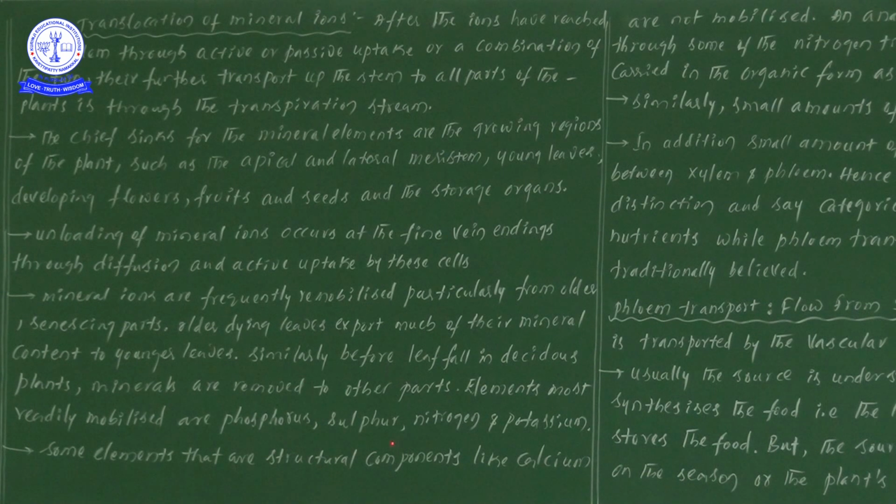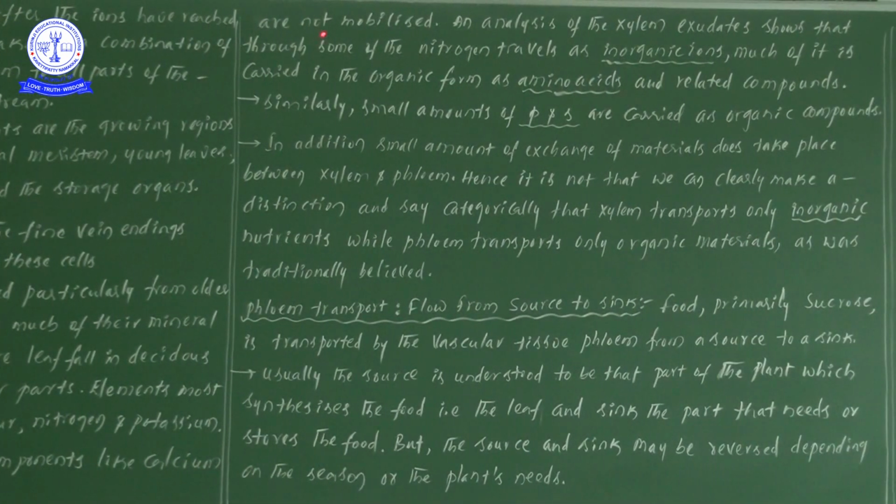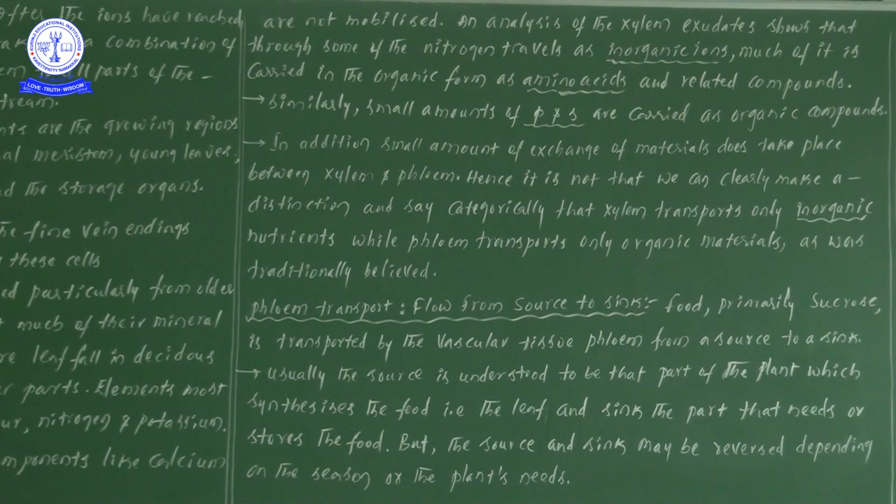Likewise, there are several elements. From the chemistry point of view, we will call them elements, so there are different types of elements which will move from one place to another place. Later, some elements that are structural components, like calcium, are not mobilized. Now, that is the point we see.